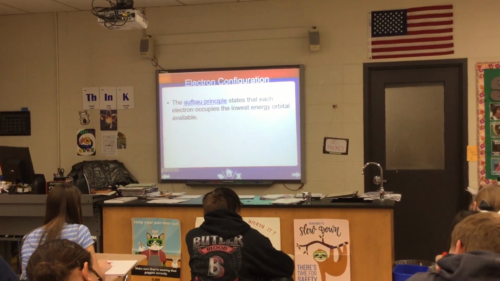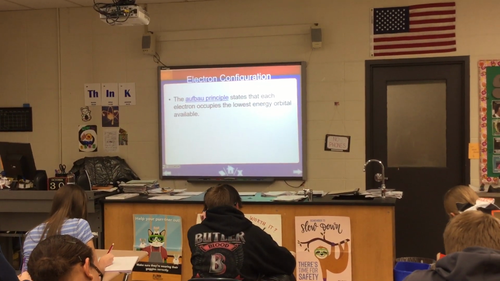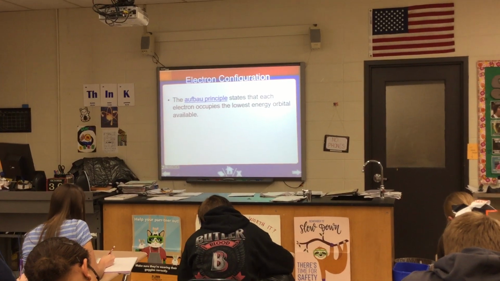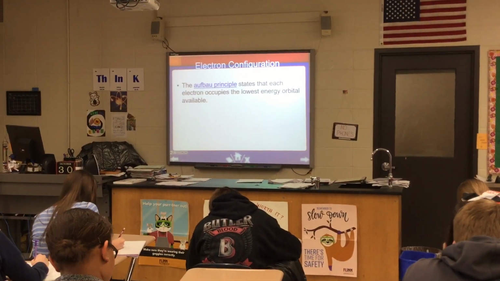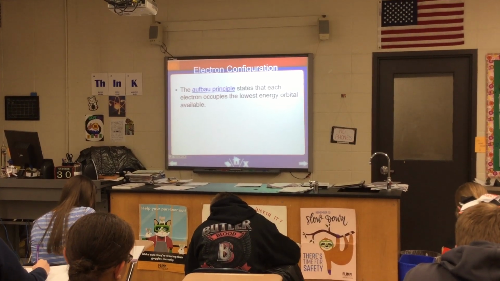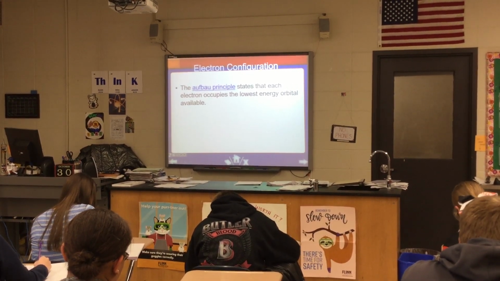So the Aufbau principle gives you a rundown of how the electrons are going to fill the electron cloud. It gives you an order to go by. It says that you're going to go with the lowest energy orbital first and fill from there.